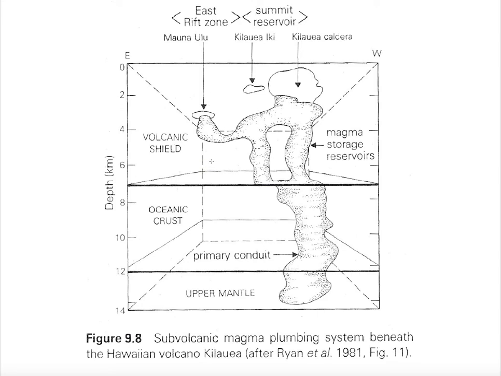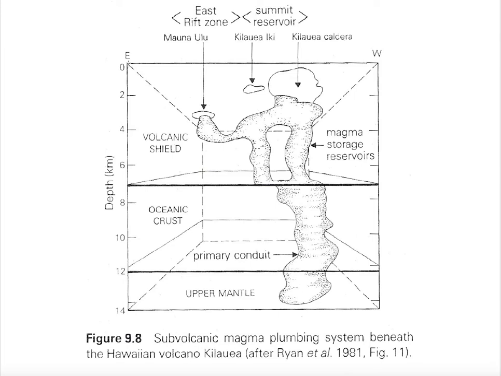So that is how it looks in depth, and that is just the mantle. We have here the upper mantle, the oceanic crust, and above we have the volcanic shield, and the magma of the magma storage reservoir. And these volcanoes which are further away are no longer fed by the magma storage reservoir, because the plate above is moving.